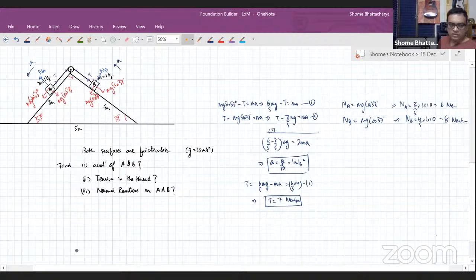Okay, next we will discuss question number 23. So if you finished working on this, just go through the question. I'll explain how to work it out.